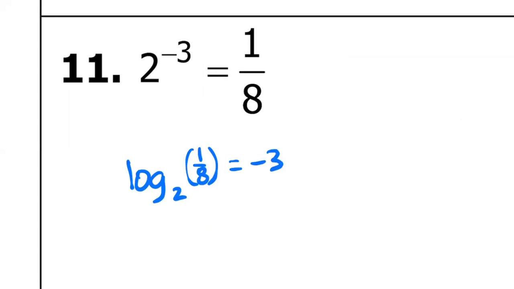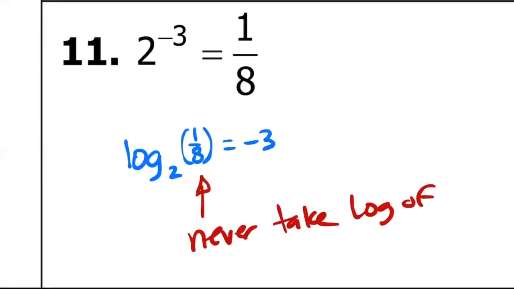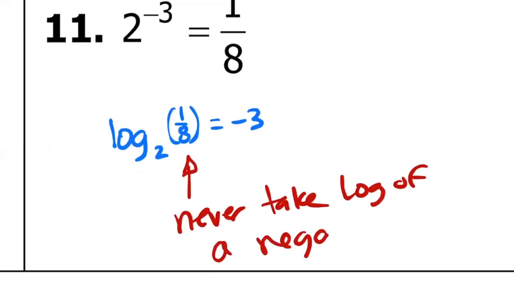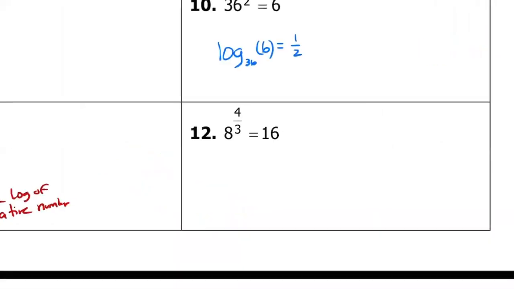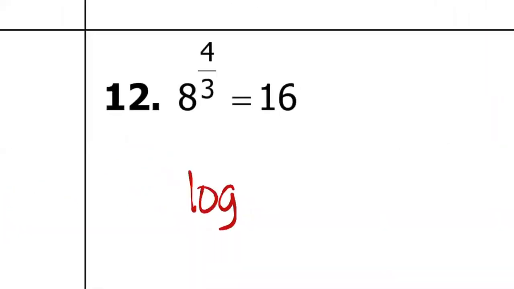Now, one rule I need to tell you, you can never take the log of a negative number. This result right here will never be negative, because you always have a positive. This will never be negative either. The base will never be negative. So if you have a base to an exponent, you're never going to take the log of a negative number. So we'll see that a few times. And then lastly, the log base 8 of the result 16 equals 4/3.